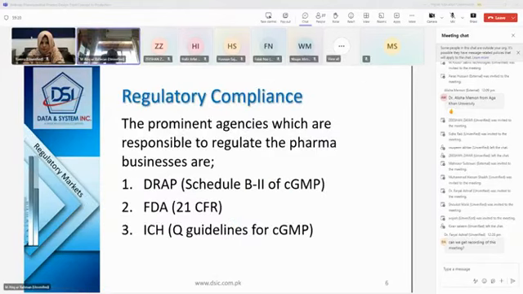So in regulatory compliance, the prominent agencies which are responsible to regulate the pharma business are DRAP here, which released Schedule B2. FDA is the custodian of 21 CFR, and ICH, the International Council for Harmonization. And the ICH issues the Q prefix guidelines for CGMP.